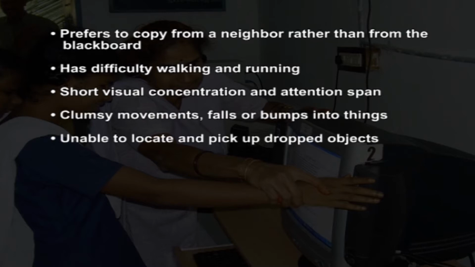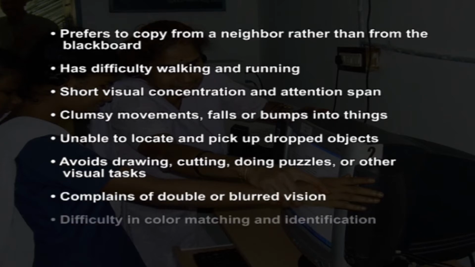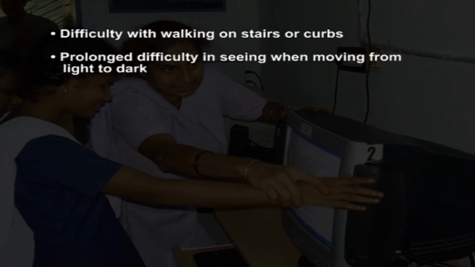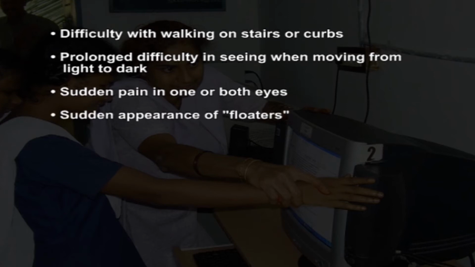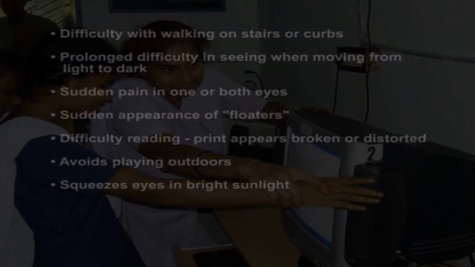into things, unable to locate and pick up dropped objects, avoids drawing, cutting, doing puzzles or other visual tasks, complains of double or blurred vision, difficulty in color matching and identification, difficulty with walking on stairs or curbs, prolonged difficulty in seeing when moving from light to dark, sudden pain in one or both eyes, sudden appearance of floaters, difficulty in reading print, papers appear broken or distorted, avoids playing outdoors, squeezes eyes in bright sunlight.